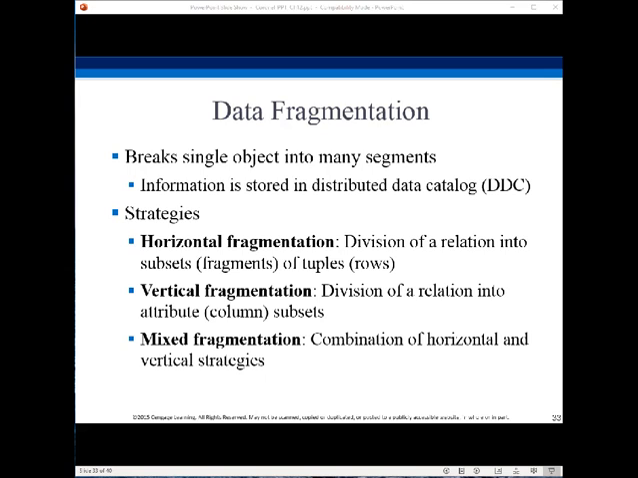So again, fragmentation can be horizontal. You divide the relation into subsets of rows, and those subsets are known as fragments. Vertical fragmentation, you divide the table or relation into columns. And of course, you can get a combination of the two.